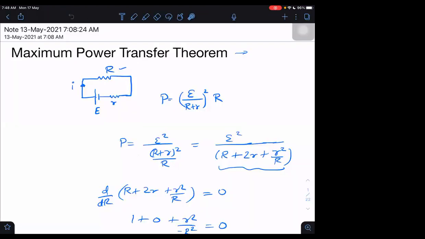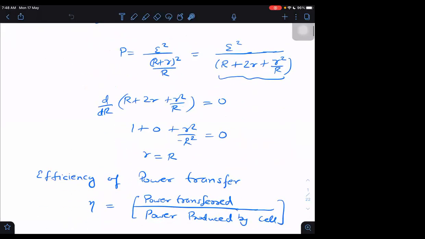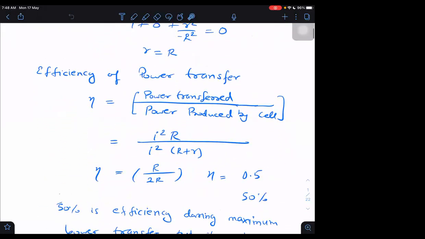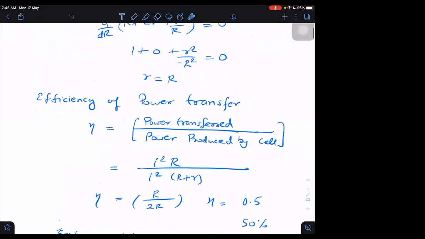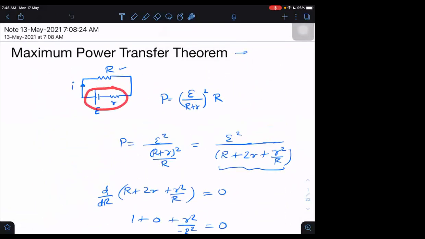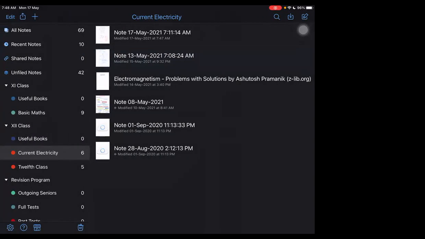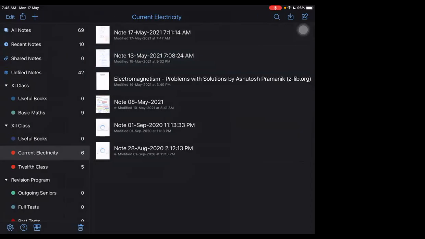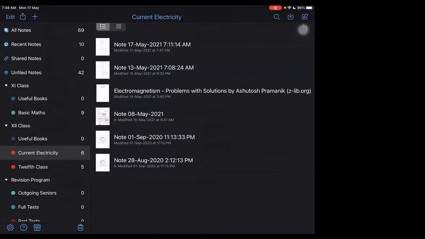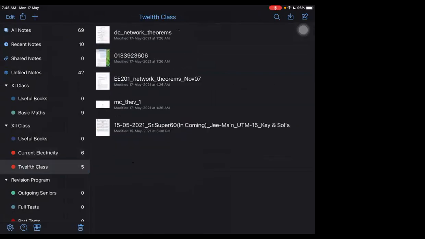This is the maximum power transfer theorem. Already I explained that power transfer will be maximum when the internal resistance of the source matches the external resistance. This is already discussed. And Norton's theorem is only left, but that also I had discussed. Tell the statement of it. Wait a second. I'll show you the statement.